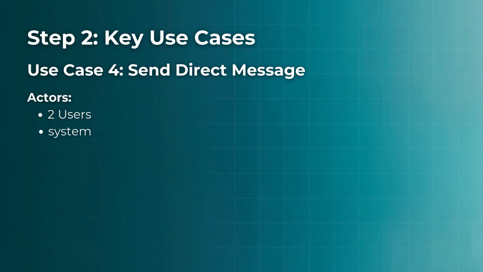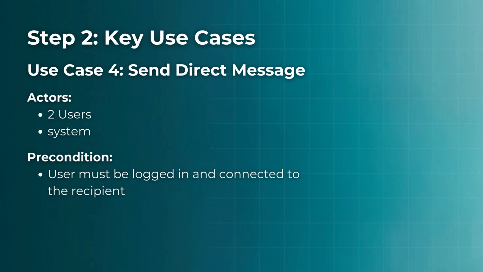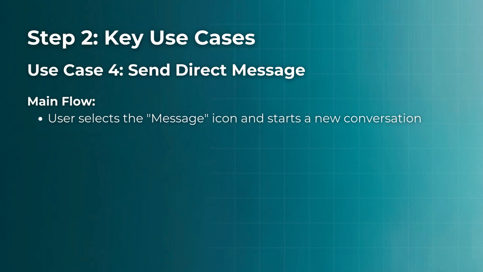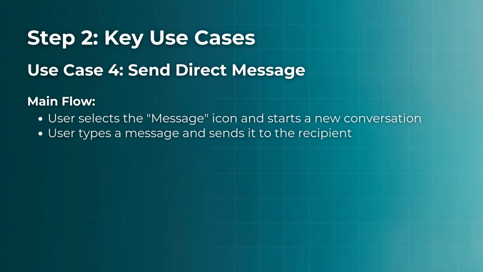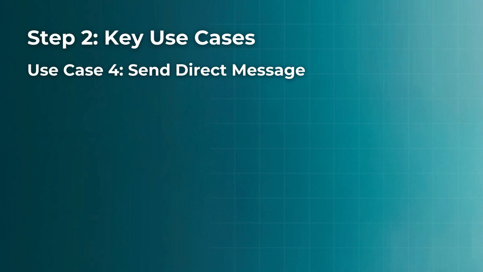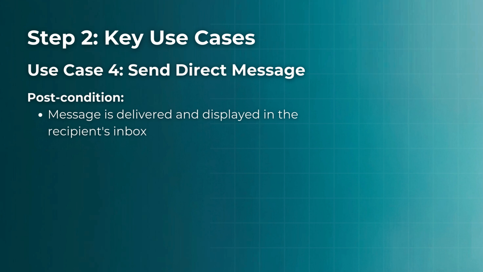The actors involved in this use case are the two users and the system facilitating communication. Starting condition: both users need to be logged in, and the sender must be connected to the recipient. How it unfolds: first, the user selects the message icon and starts a new conversation. They type out their message and hit send. Then, the system delivers the message to the recipient's inbox. It's that simple. Real time.